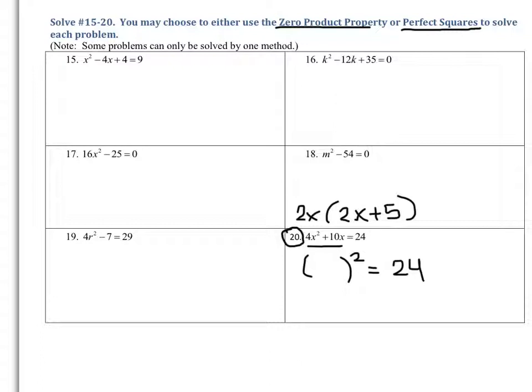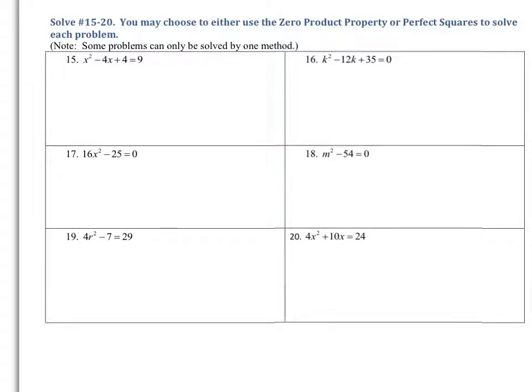As a result, I'm going to have to use the zero product property. So I'll delete that work and we'll start again. The zero product property tells me to set the whole thing equal to 0. So I'm going to subtract 24 from both sides: 4x squared plus 10x minus 24 is equal to 0. So I set it equal to 0.